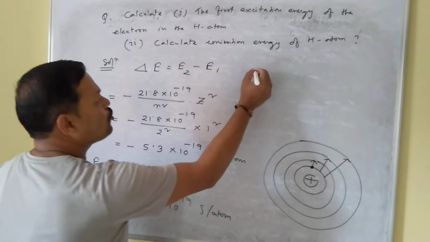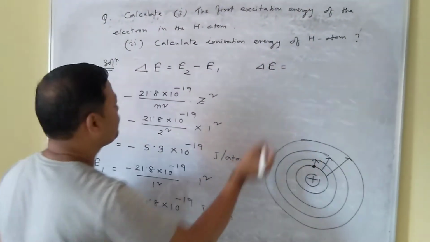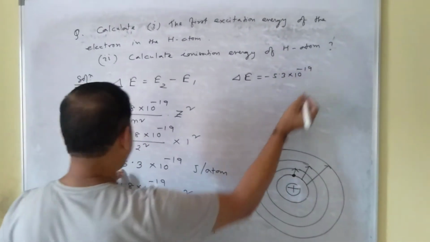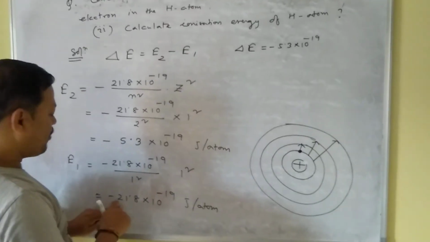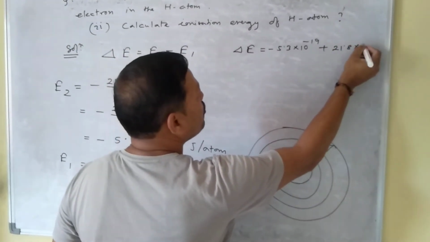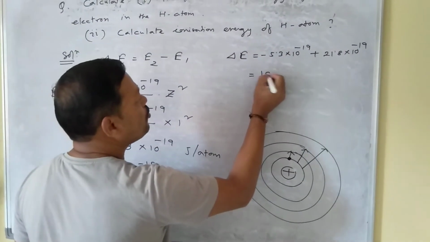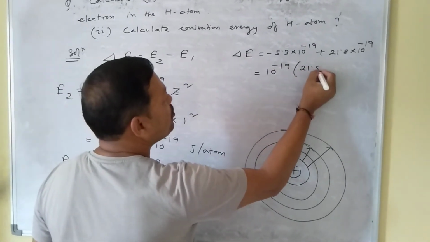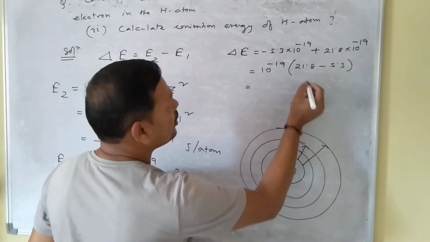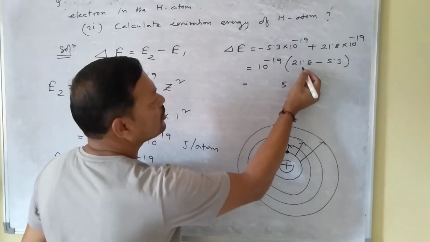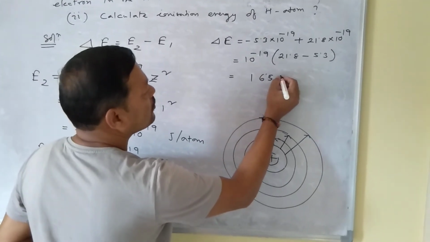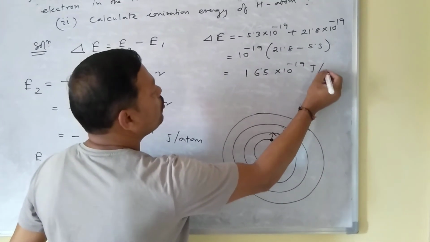Now to determine the absorbed energy, just do E2 minus E1. So what is the value of E2? Minus 5.3 into 10 to the power minus 19. And what is the energy of the first orbit? Minus 21.8 into 10 to the power minus 19. Minus minus becomes plus 21.8 into 10 to the power minus 19. So 10 to the power minus 19 is common, then you can write 21.8 minus 5.3. After calculation, you will get 16.5 into 10 to the power minus 19 joule per atom.